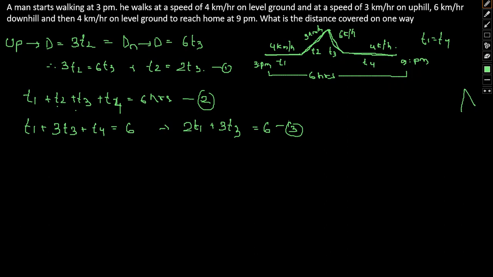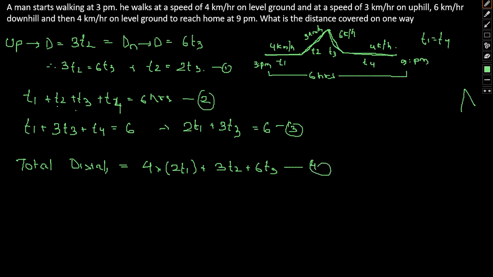Now if we talk about the total distance here, total distance will be, if I write, 4 into t1 plus 4 into t4, that is twice t1, plus 3t2 plus 6t3. So this is our total distance. Okay, let this be 4.